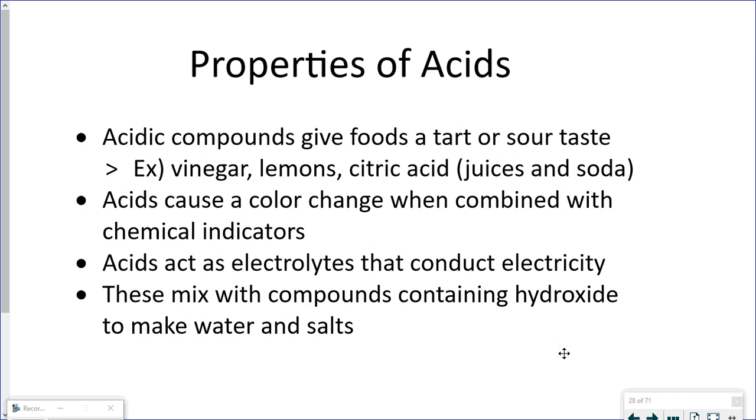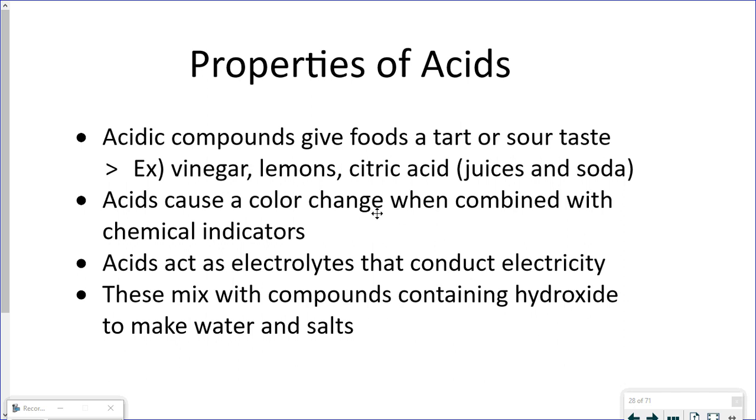So with acids, acidic compounds give foods a tart or sour taste. So imagine if you're eating something that has any type of vinegar, lemon, or citric acid like juices and sodas. You kind of have that tart aftertaste.